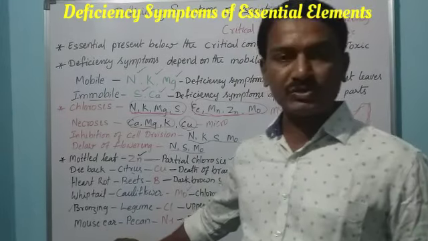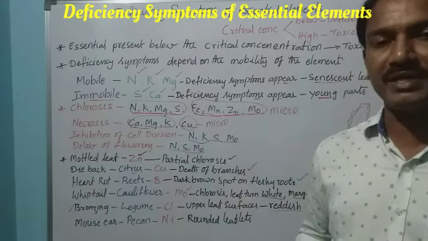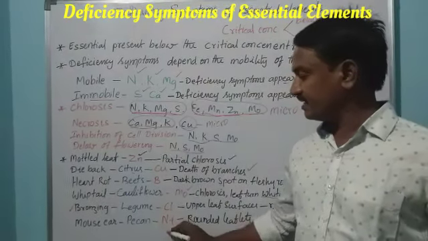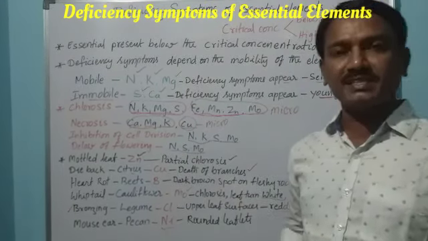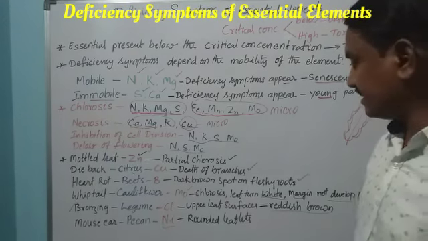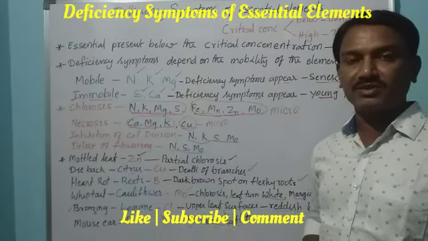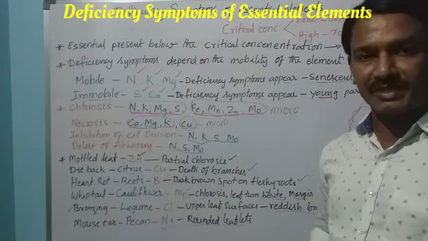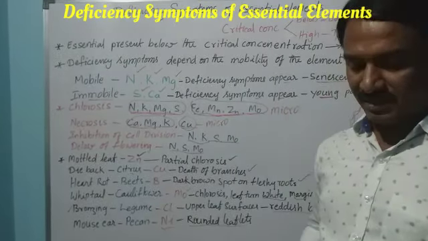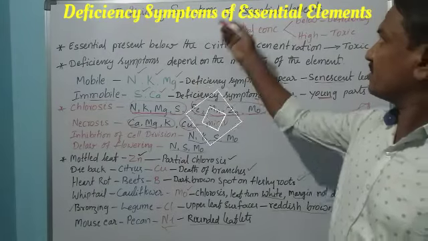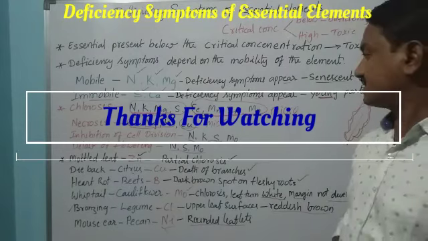And finally, mouse ear in pecan plants is because of deficiency of nickel. Nickel is the 17th essential element. Mouse ear means the leaflets become rounded. So rounded leaflets indicate mouse ear disease in pecan plants. So this is about deficiency symptoms of essential elements.